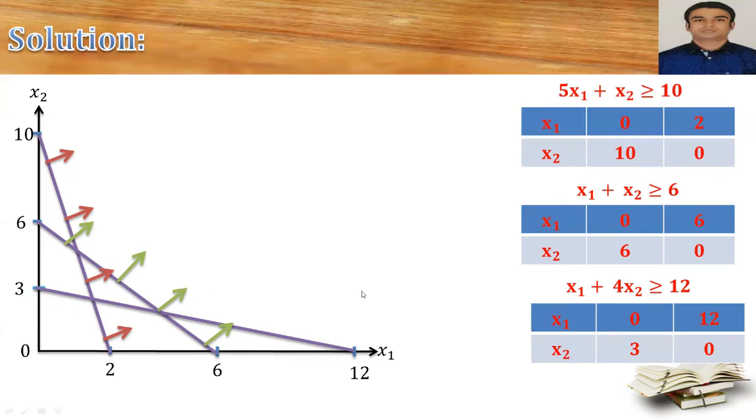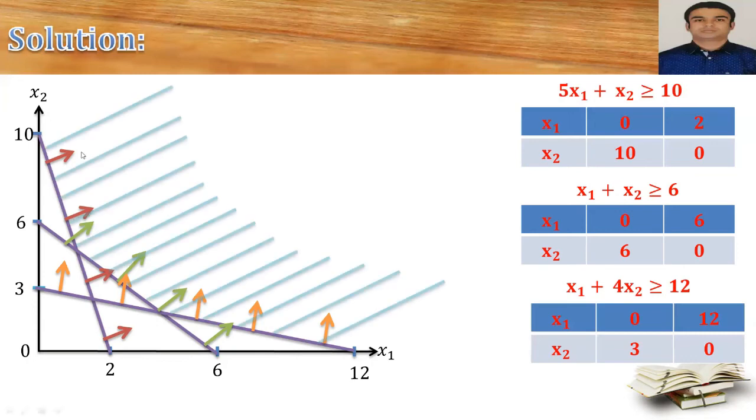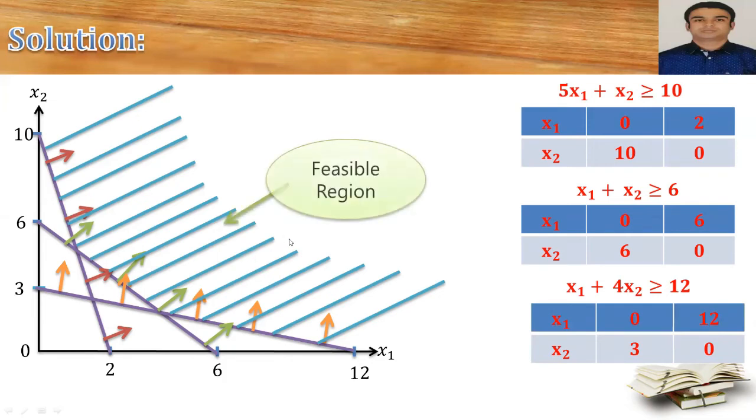Sign is greater than or equal to. For that constraint equation, the area considered is on or above the constraint line, meaning away from the origin. So here, which one is the common area? Here the common area is this one. This is completely the common area, which is represented by the blue lines. This is the common area, known as the feasible region.